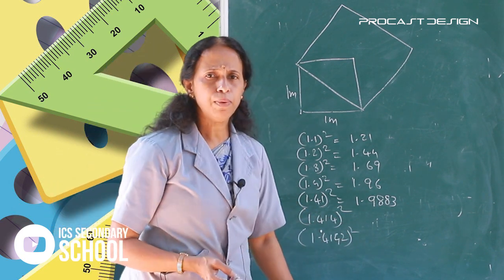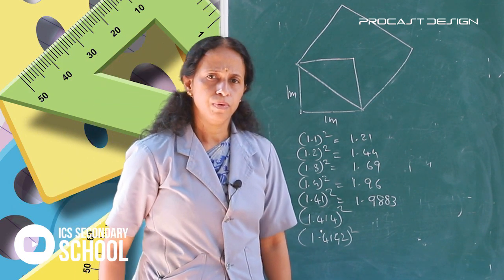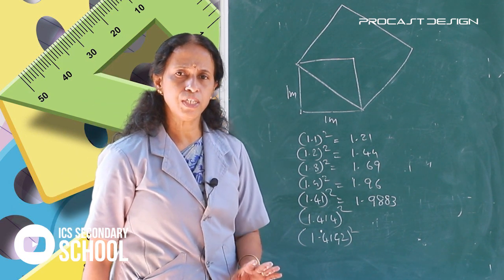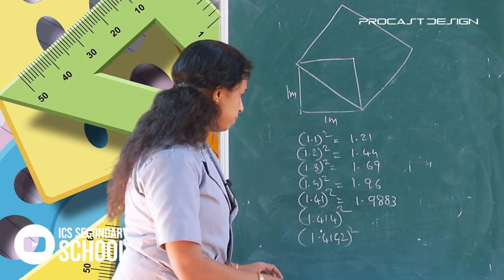Here, prove that square of any fraction is not 2. Here, look here.